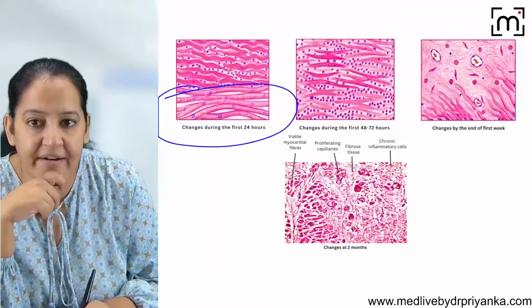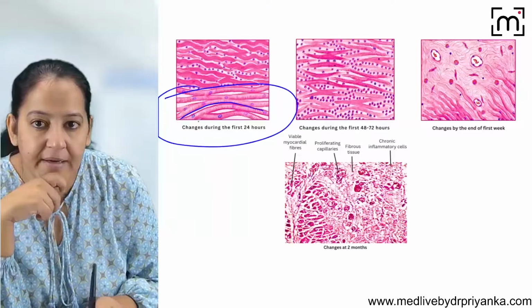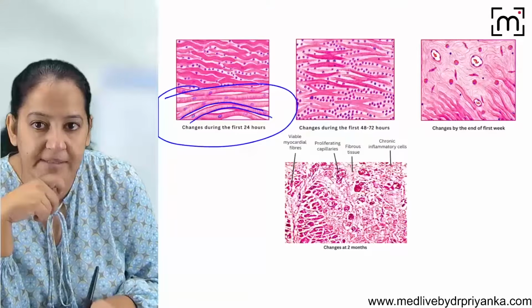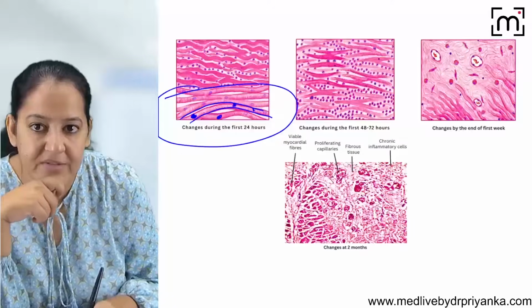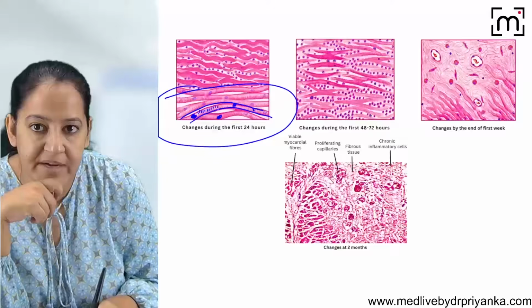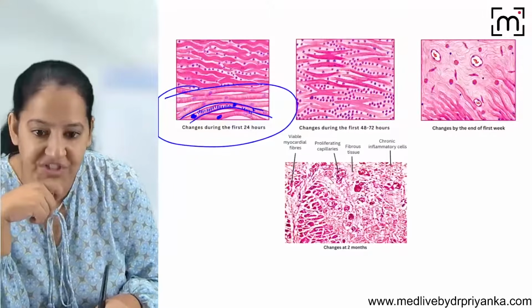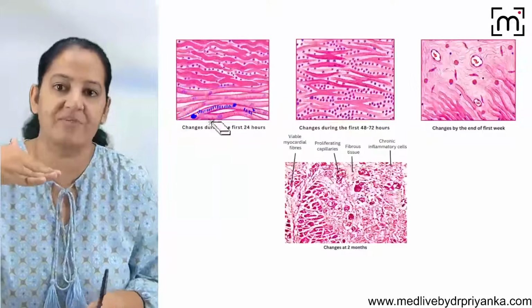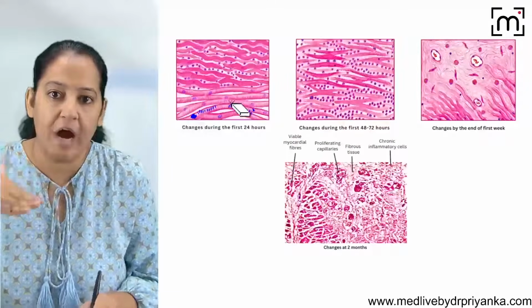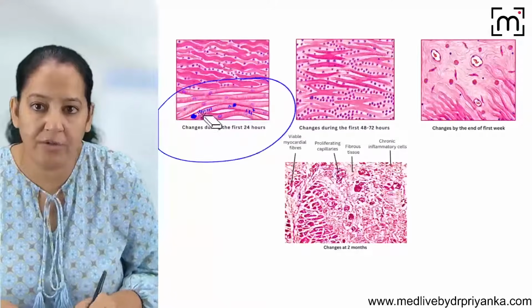You can see these are the cardiac fibers normally. See, they have the nucleus. They have striations in them. They have the striations and they have the nucleus, but normally they are straight. The only thing is they are straight. But here, how are they looking? See the lower portion. How are they looking here?